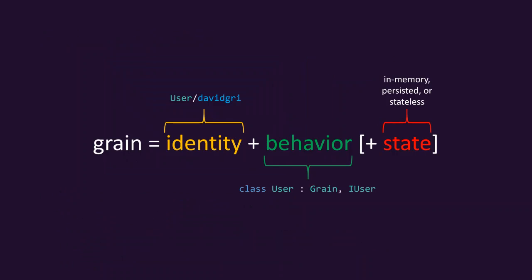From a programming viewpoint, it's helpful to perhaps think of a grain as a combination of an identity, which is its key, because every grain must have a unique key, the behavior, which is an interface that describes the methods and the methods themselves, and potentially state that may need to be saved at certain critical points in order to ensure the correct behavior of the system. So it's a nice little way of thinking about the design of a grain.